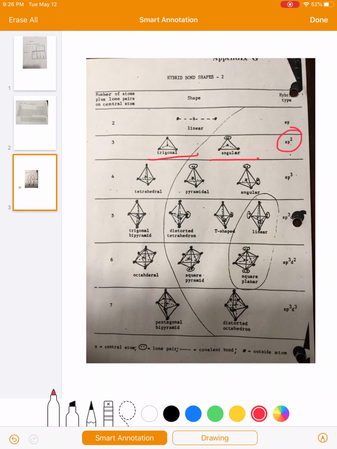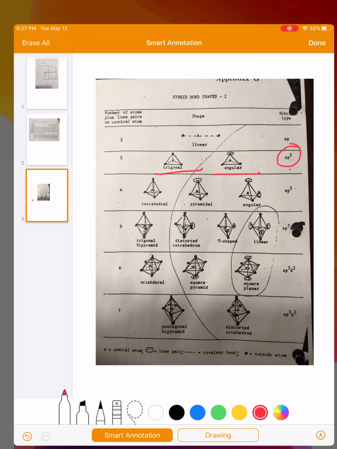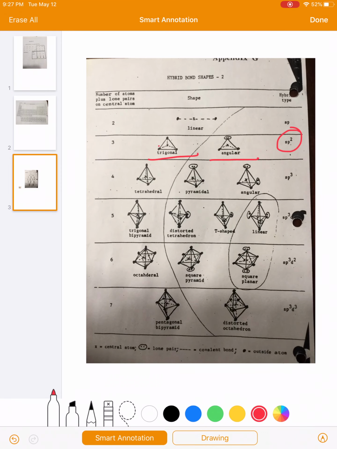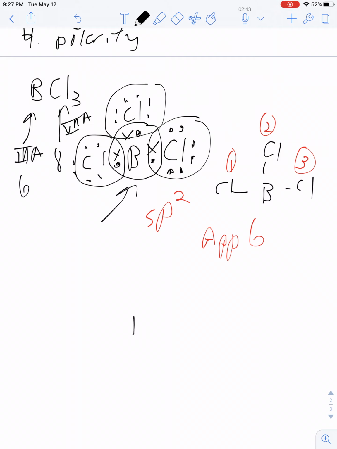So how many atoms were attached to my boron? So if I go back, there's 1, 2, 3 atoms attached. So in my picture, I've got 1, 2, 3 atoms attached. So that means my answer would be trigonal, and that would be the shape of my molecule. Okay? So drawing it in 3 dimensions, it would look like this.